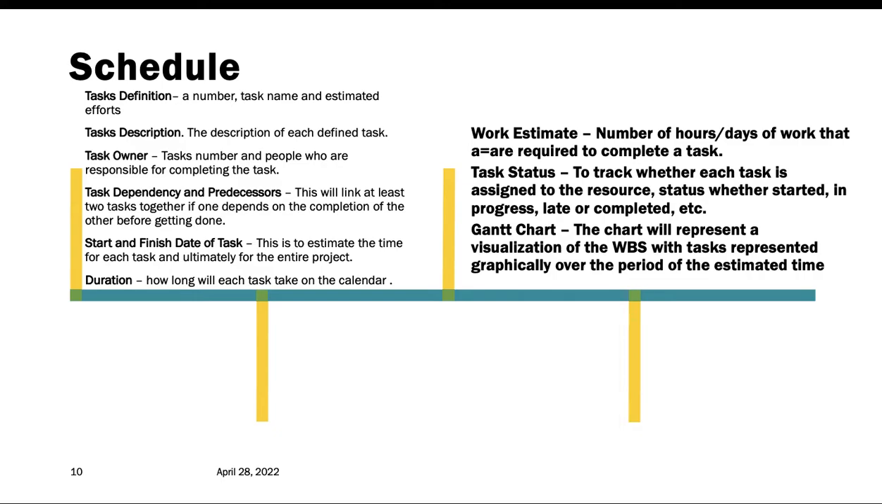And our fourth section was the schedule. So we designed our work breakdown structure in order to determine our project schedule. The work breakdown structure contains some task definition, task description, task owner, task dependencies and predecessors, start and finish date of task duration. And then we estimated our work, the number of hours per day of work that are required to complete a task, the task status, also a Gantt chart, which is a chart to represent a visualization of the work breakdown structure with tasks represented graphically over the period of the estimated time.